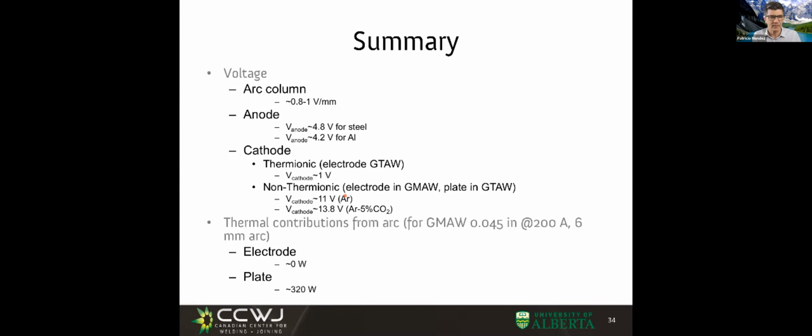Just planting some seeds, look at this. If I have 100 amps, just as before, in a non-thermionic cathode, in an argon CO2 mixture, we would have 1.38 kilowatts of energy. The non-thermionic cathode has a lot more power.